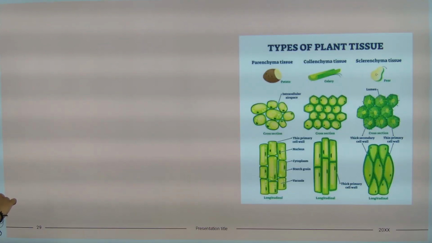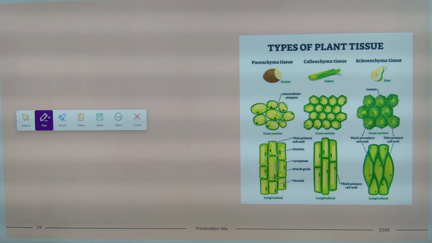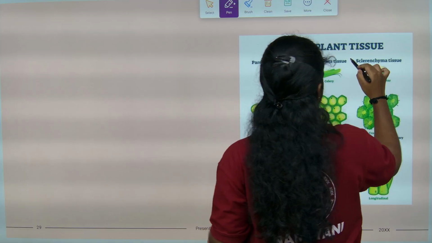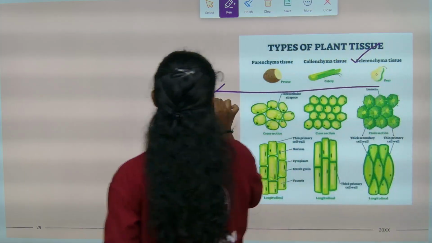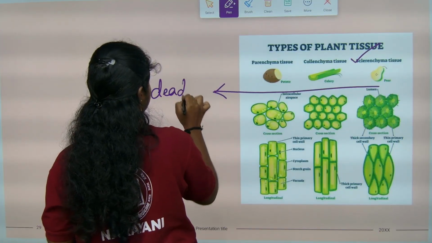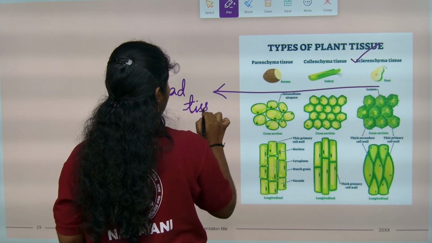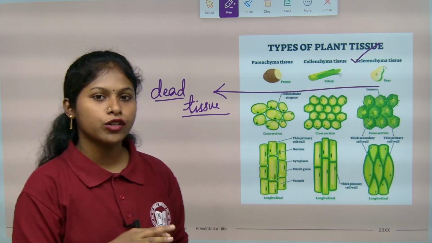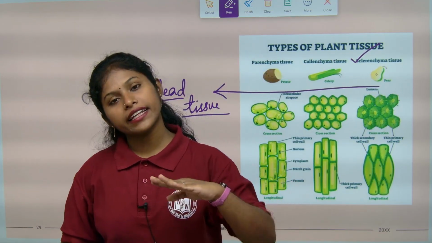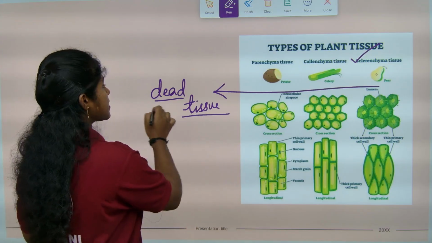Coming to the last one, Sclerenchyma. See, Sclera means hard, and chyma means tissue. So it is a dead tissue, children. Sclerenchyma is a dead tissue. And don't think that epidermis and cork come under the group of parenchyma and meristematic tissue. They come under another group, the category of protective tissue, children. So here the sclerenchyma is a dead tissue.